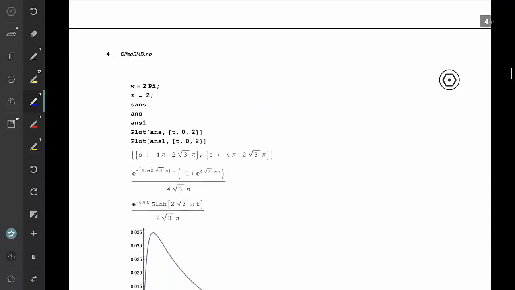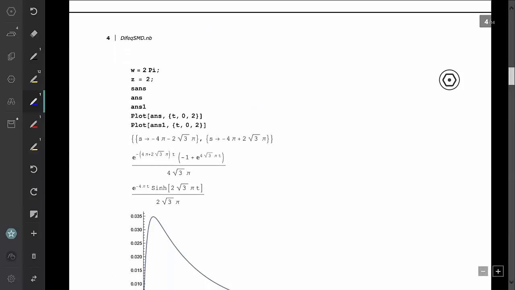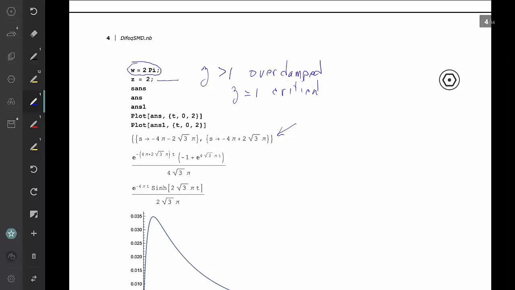Okay, so let's do another one. This time we'll keep the same frequency. Now the damping ratio is greater than 1. We call this overdamped. If zeta equals 1, it's called critically damped. And again, I solved the equation. This is what it looks like when it is overdamped. So let's answer the questions and then we'll look at the graph.